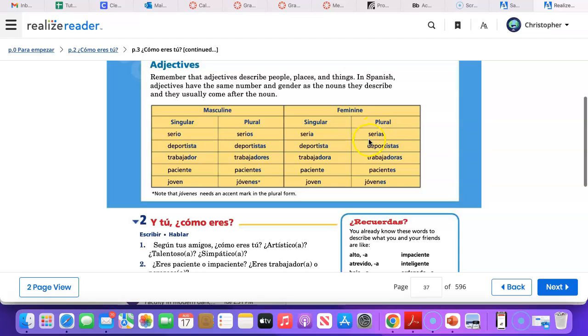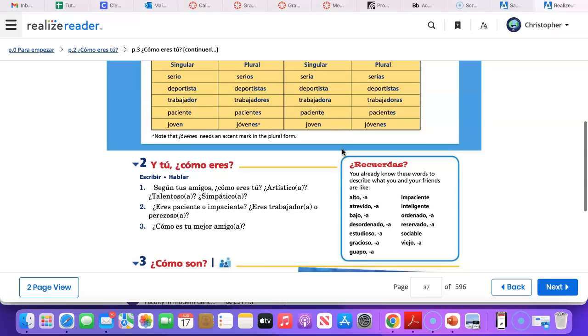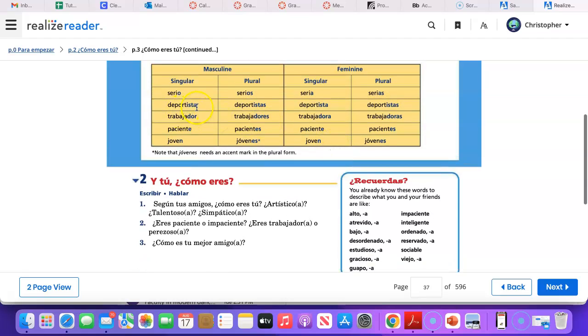You can see that there's some irregularities there. Deportista, I think they talk about here at the bottom. Deportista, that ista suffix you can see is gender neutral in that it's used for both masculine and feminine nouns. For nouns that end in a consonant, for masculine nouns that end in a consonant, we need to add ES to make them plural. You can see that for both trabajador and joven.